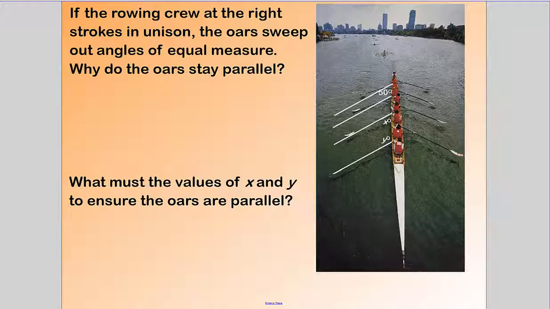Next, we'll look at a rowing crew. In order for them to move at the same speed and not turn their boat, all of those lines would have to be parallel. Okay? They have to move at the same angle.